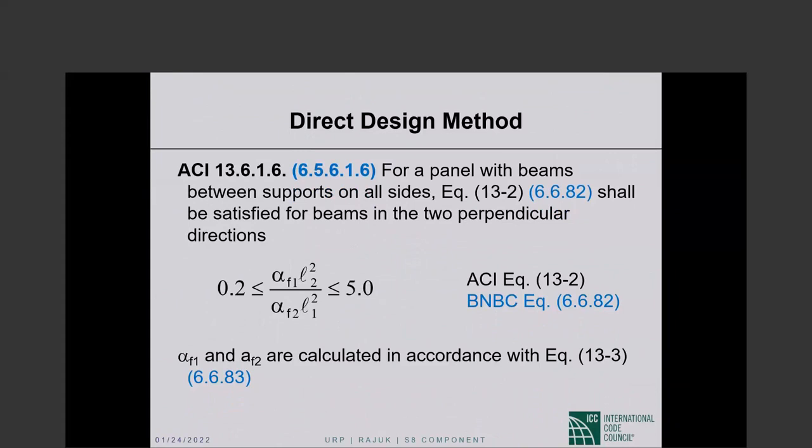And then this ratio, for beam supported slabs only, for a panel with beams between supports on all sides, we have to satisfy this limitation. Alpha sub F1 is the beam to slab stiffness ratio that we have shown you. L sub 2 is the transverse span perpendicular to the direction of analysis. Alpha sub F2 is the slab to beam stiffness ratio in the transverse direction. L sub 1 is the span in the long direction. So this ratio has to be between 1/5 and 5.